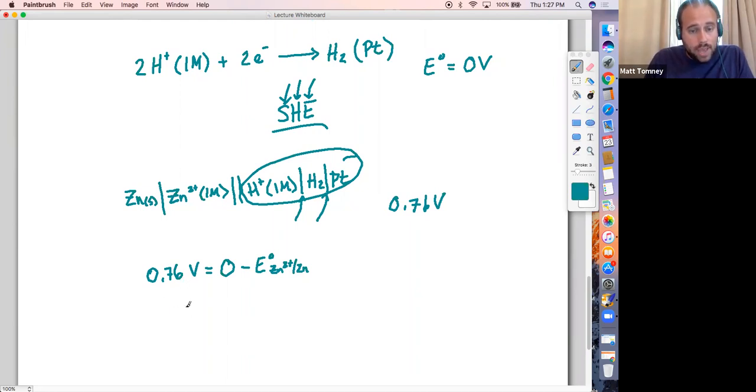So in order to make it just the E cell potential of zinc, I have to flip that. And that means that it's going to be negative 0.76 volts equals the E cell potential for the zinc oxidation process.